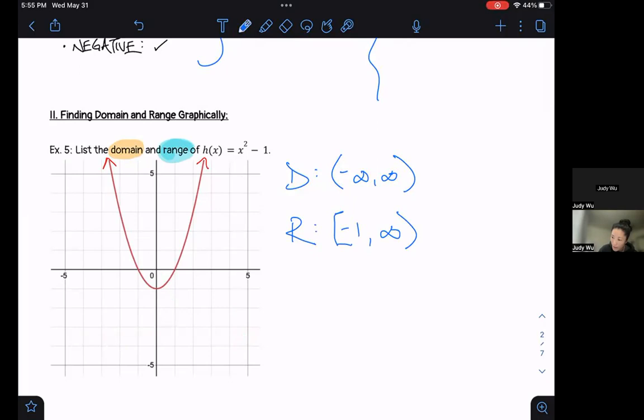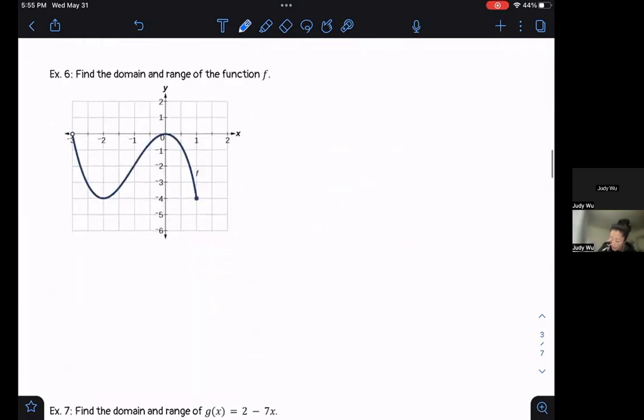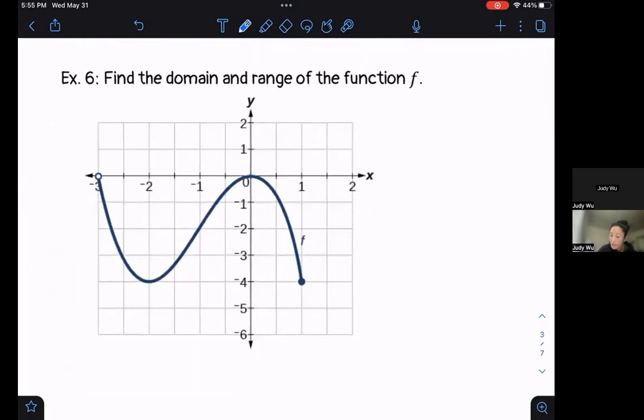All right, let's try another example. Number 6, find the domain and range of the function f. All right, now unlike the other one, this one does not have arrows. We have an open circle here, and we have a closed circle here. Okay, so what we see is literally what we get.